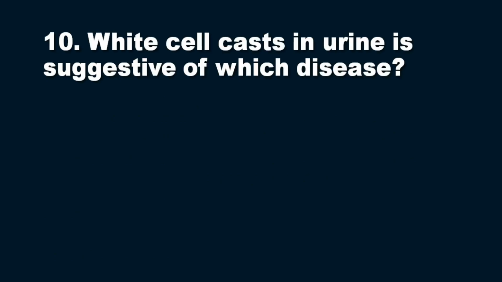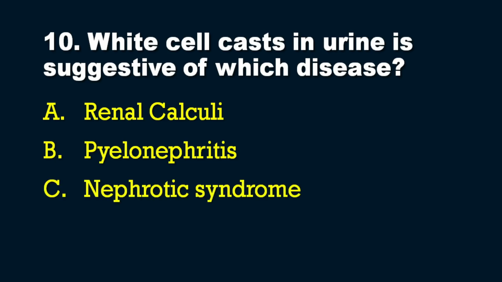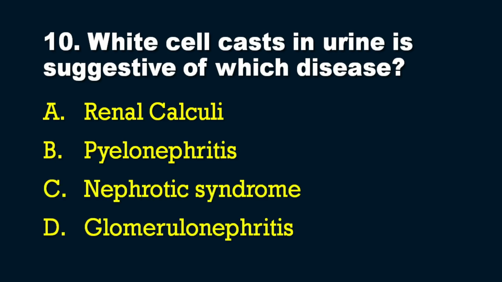Moving on to the 10th question in our series. White cell cast in urine is suggestive of which disease condition? The options are: option A, renal calculi; option B, pyelonephritis; option C, nephrotic syndrome; and option D, glomerulonephritis. So in which condition can you see white cell cast in urine? Slightly confusing.